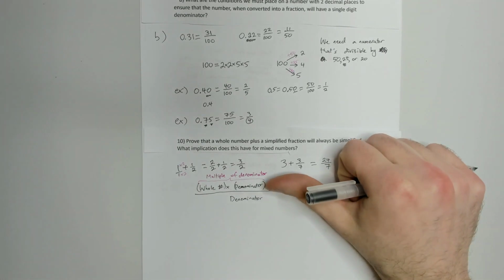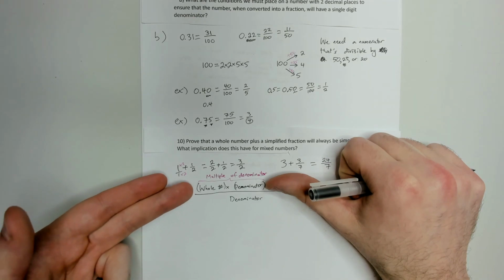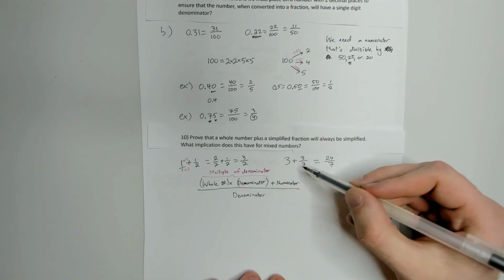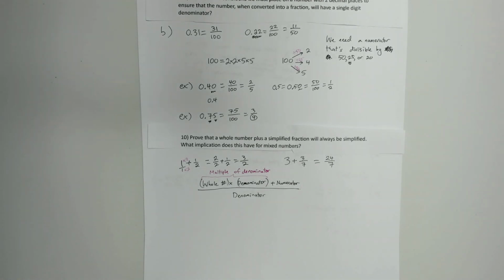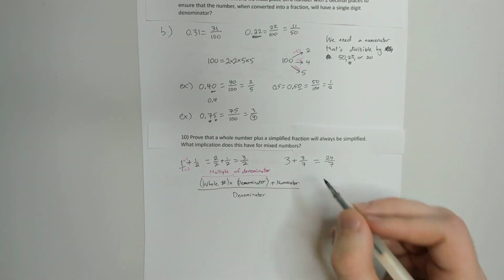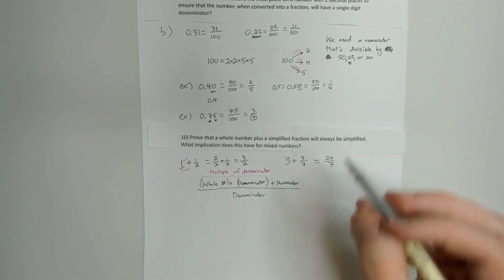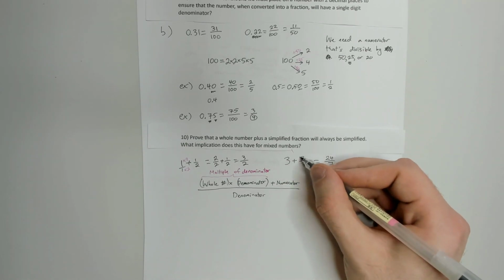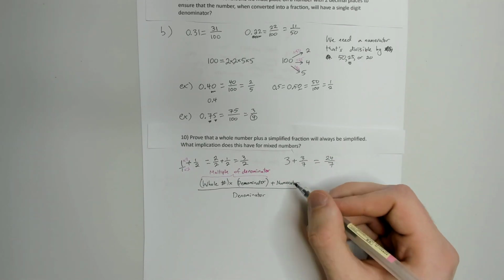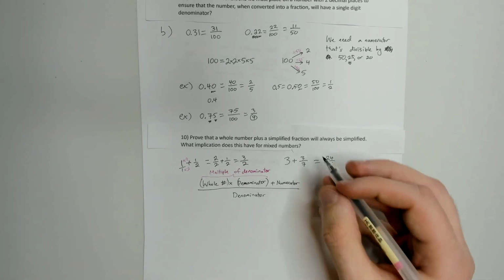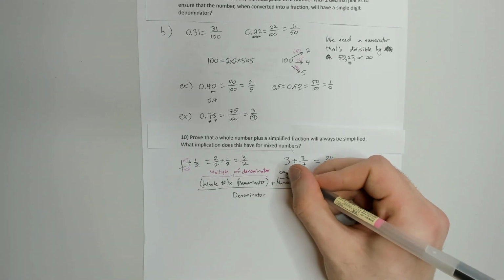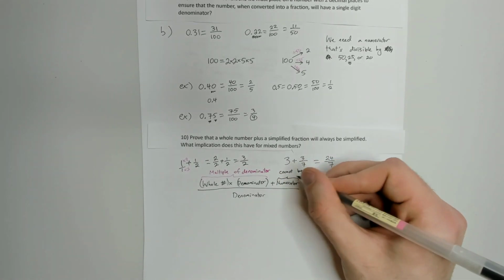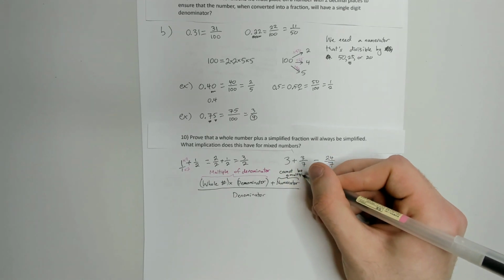So we get a multiple of the denominator, and multiples are divisible. So without this numerator, this would be divisible by the denominator. If we didn't add a 3 here, 3 times 7 is 21. That's divisible by 7. However, when we add this numerator in, it's not going to be divisible by 7 anymore, because the numerator we're adding is simplified. And since it's simplified, this numerator cannot be the denominator, nor can it be a multiple of the denominator.